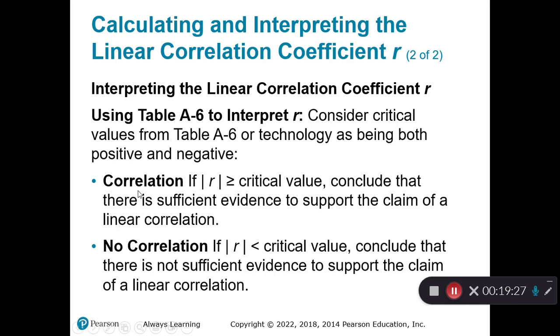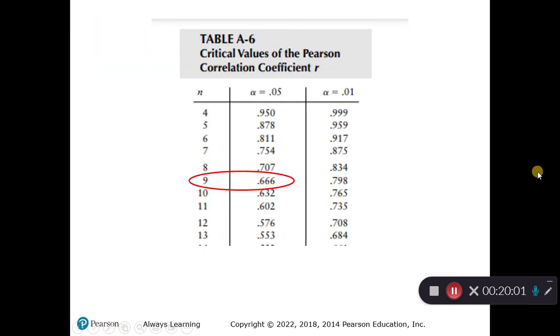So we're going to say that there is linear correlation, and it's missing the title here, linear. It really should say linear correlation. There is linear correlation if the magnitude or the absolute value of R, what we calculated, is at least the critical value listed on the table. And we say that there is no evidence of linear correlation if the magnitude or absolute value of our calculated R falls below the critical value on that table.